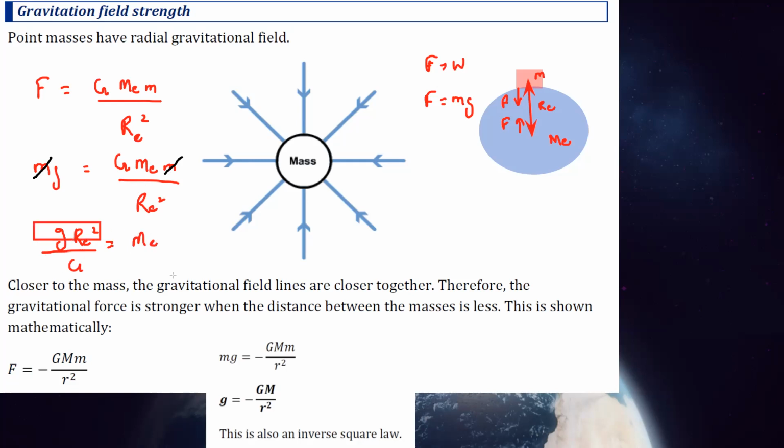And here our assumption is that the earth is a perfect sphere, so its radius is constant, and the value of g, the acceleration due to gravity on the surface of the earth, we also assume to be constant. So when we take the radius of the earth as a constant value, as well as the gravitational constant and the acceleration due to gravity, we get the mass of the earth.